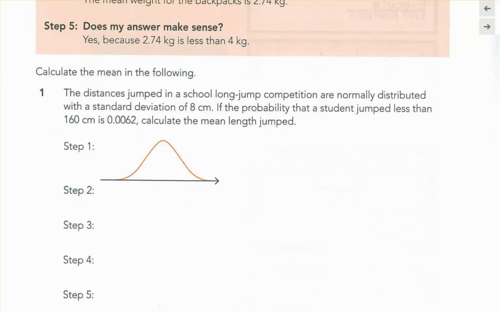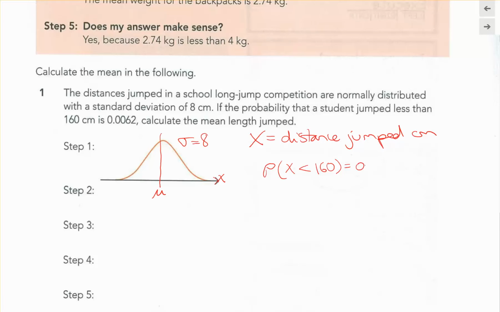So along this axis we have all the lengths that the person has jumped, so we'll let x be the distance jumped, and that'll be in centimetres. So here are the distances along this axis. Now I know that the mean is down here, and that's what we're supposed to find. The standard deviation is given to us, it's 8 centimetres, and we're told that the probability a student jumps less than 160 is very small, which must tell us that most students jump more than 160. So that says that 160 must be down this end of the curve. And the probability that someone jumps less than that is the same as the area below 160 under the curve, and that area is 0.0062.